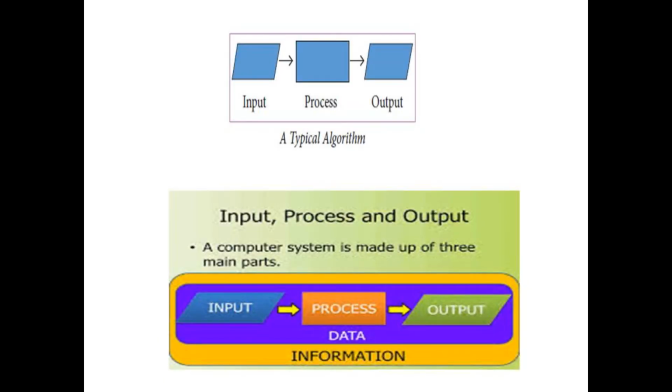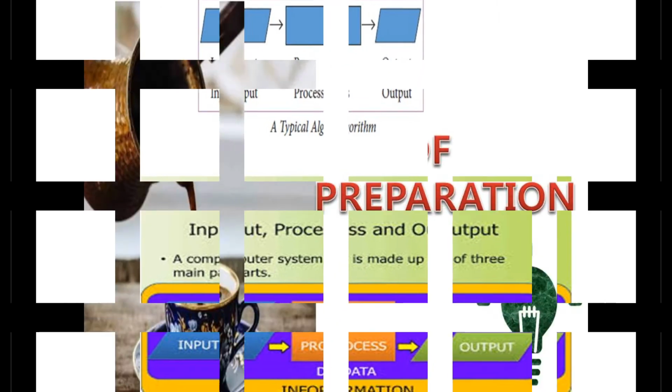The computer system is made up of three main parts: input, process, output. The input is given by the user, and the machine processes the input and produces the desired result, that is the output. Data is nothing but raw fact. Information means a collection of data.